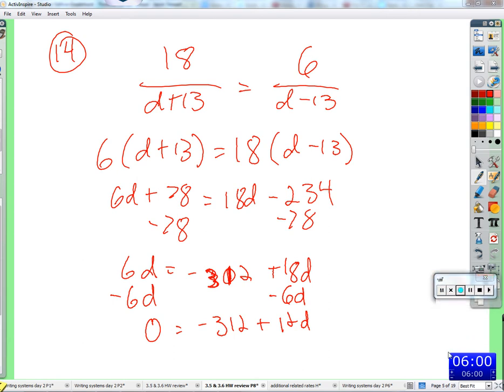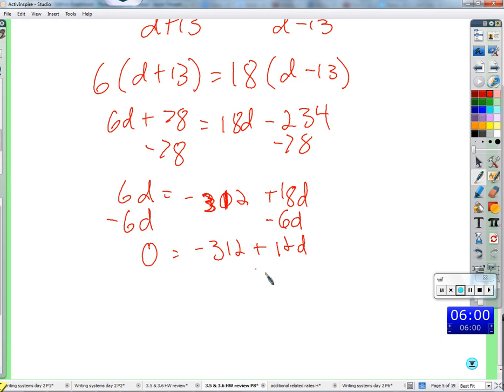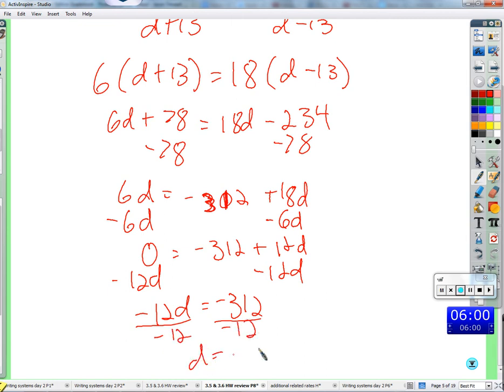Dimitri? Take 12D from each side. Minus 12D. Negative 12D equals negative 312. We're getting there. Divide by negative 12. Well, there we are. And D equals what? 26. Is that what I heard? Yes, 26.